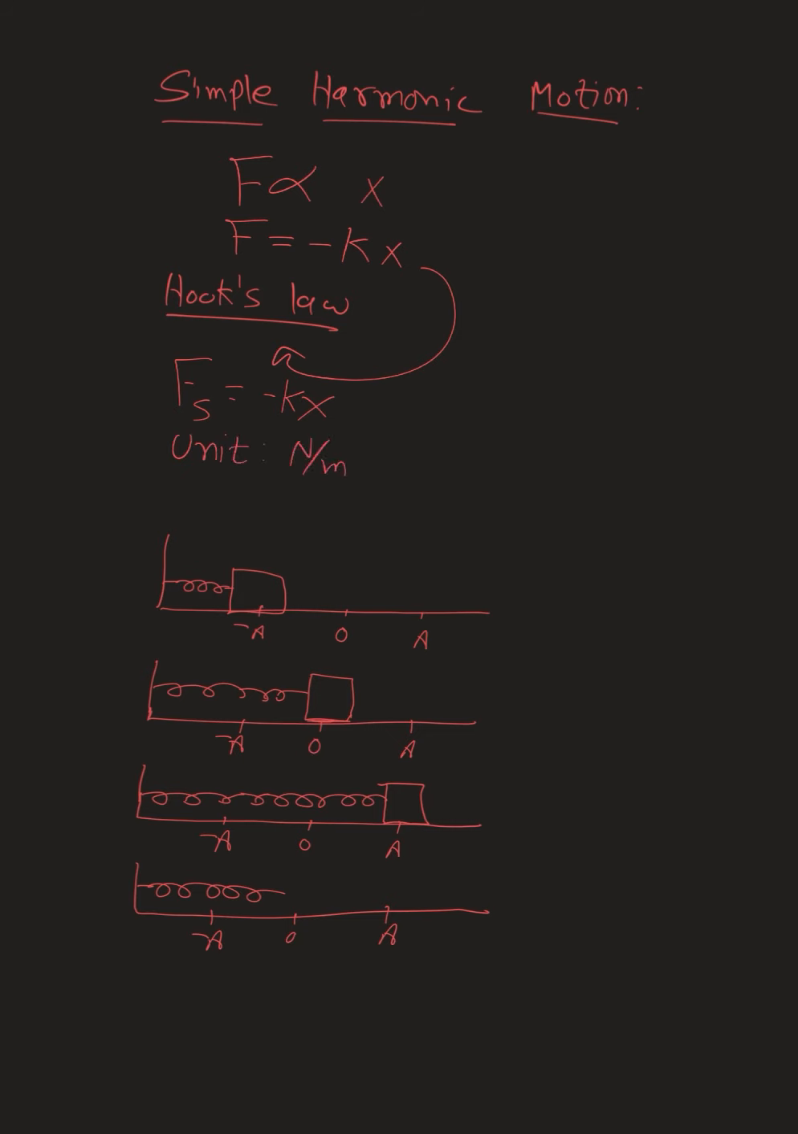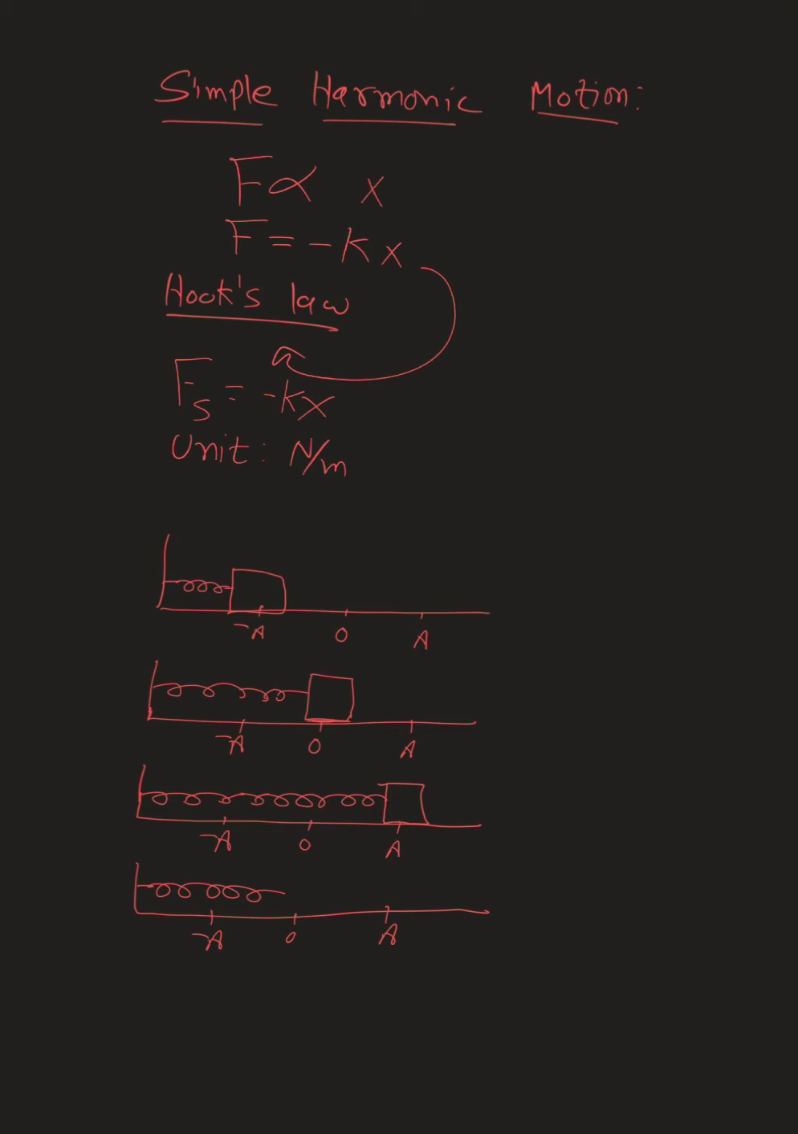And that's how we can derive the simple harmonic motion of any spring block system. So in this first diagram, what I have is a block attached to the spring. Of course, as you can see, there's negative A, 0, and A. A stands for amplitude, which is the maximum displacement. This is the maximum stretch or compression one can go.